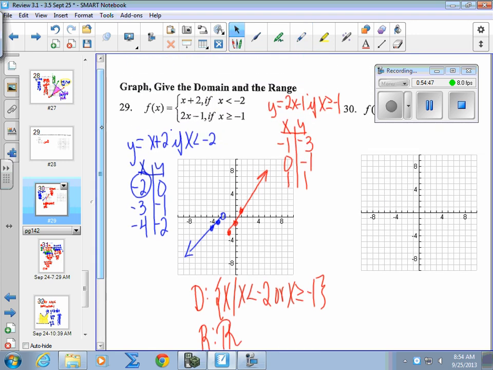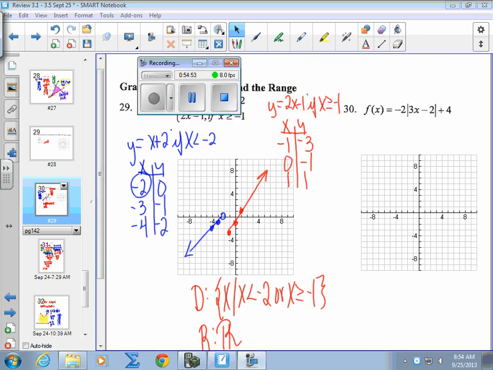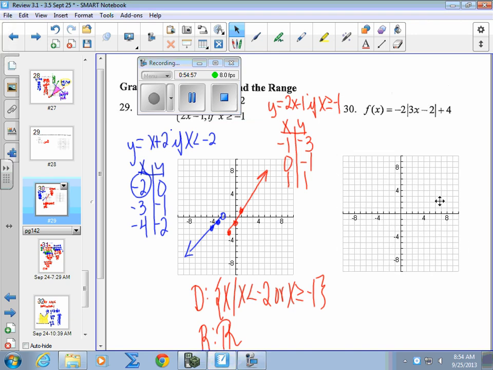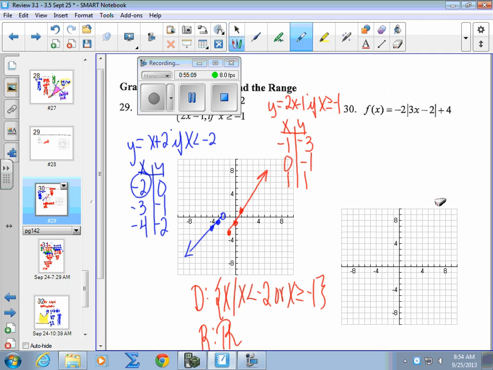Problem number 30. Problem number 30 is an absolute value function. Which way does it face? Does it face up or down? It faces down because there's a -2 out here. The first thing I asked you to do when you graph this was to find the vertex.